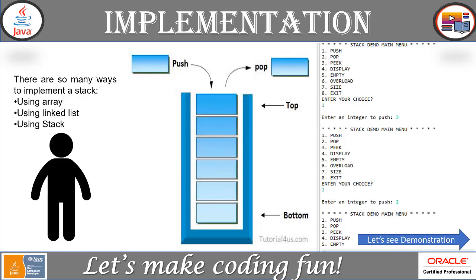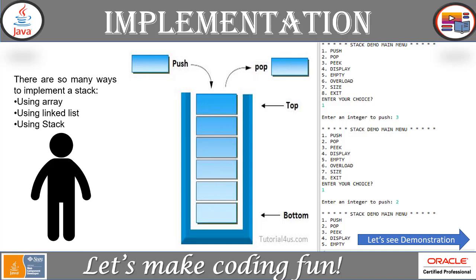Now let's take a look at the implementation. We have seen that the best example of the stack is pouring water in a cup. Insertion and deletion are based on the size of the cup, with a top and a bottom pointer. This concept can be implemented in many ways. One of the ways is using an array. You can also use a linked list, but today we are going to show you the implementation using the stack class.